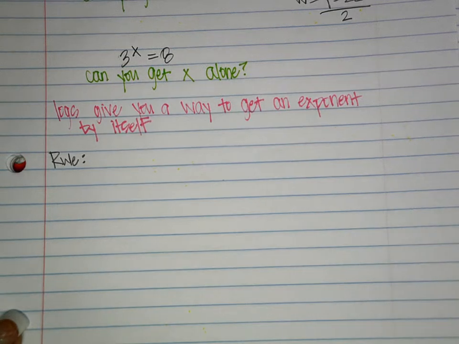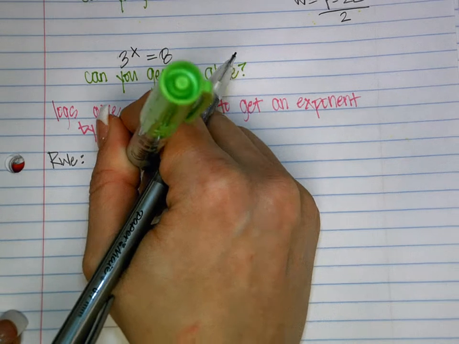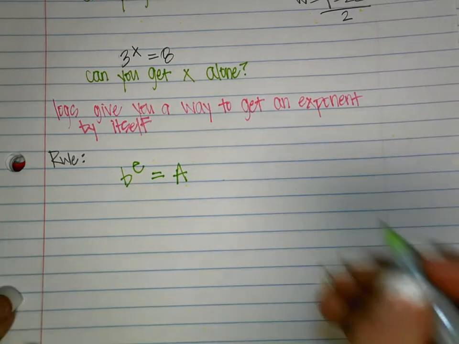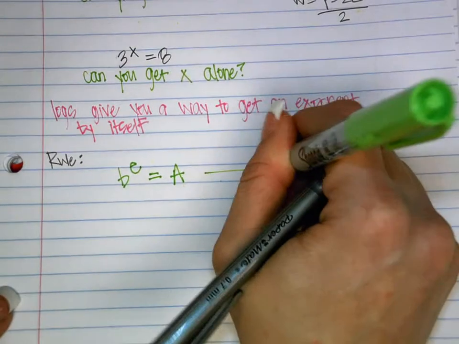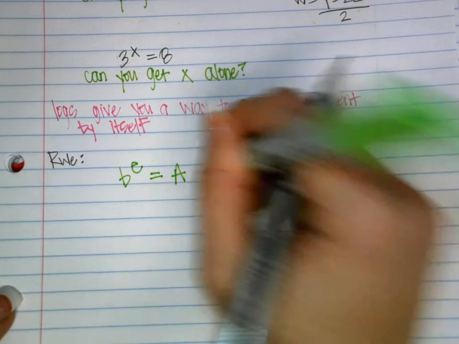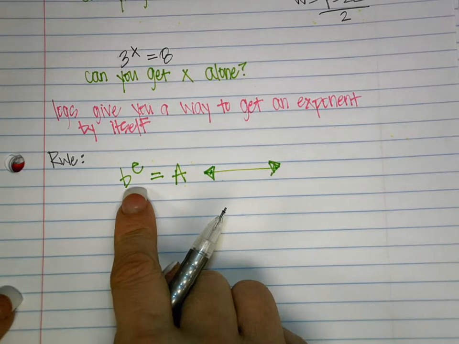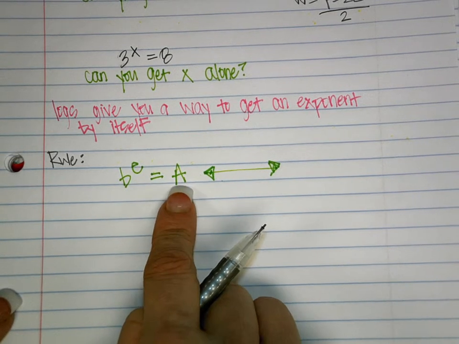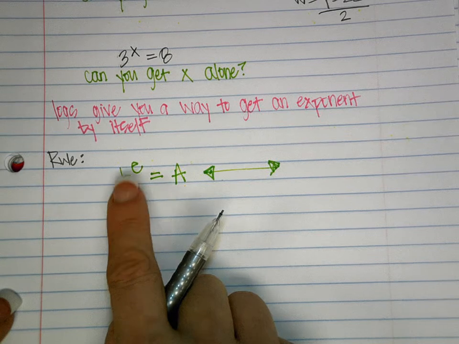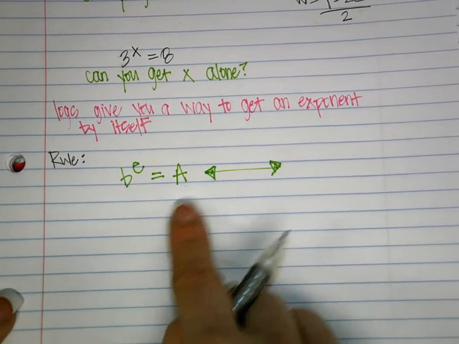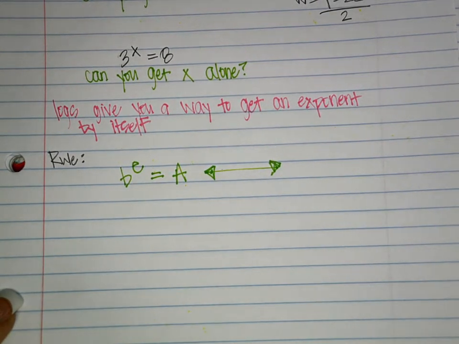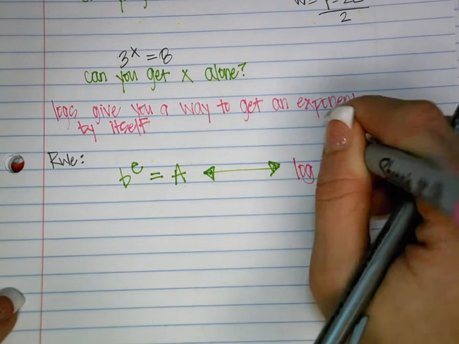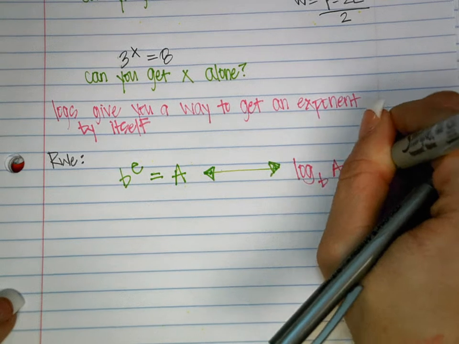We need to know the equation b to the e equals a. That can be converted. This is something called exponential form. b here stands for a base, e is an exponent, a is an answer. If I convert that, I can convert that into something called log form. It becomes log base b of a equals e.